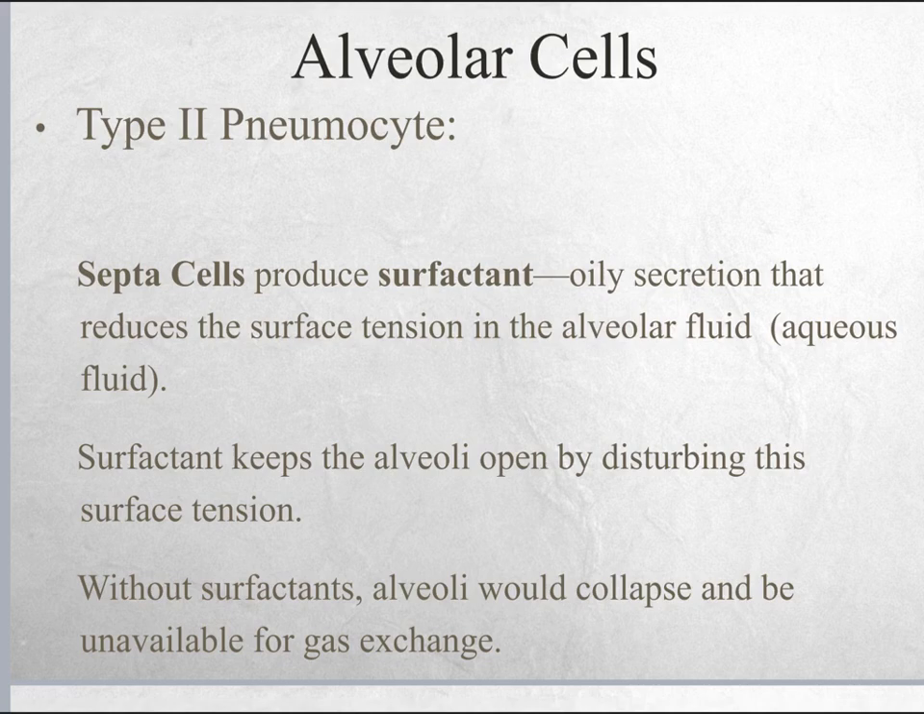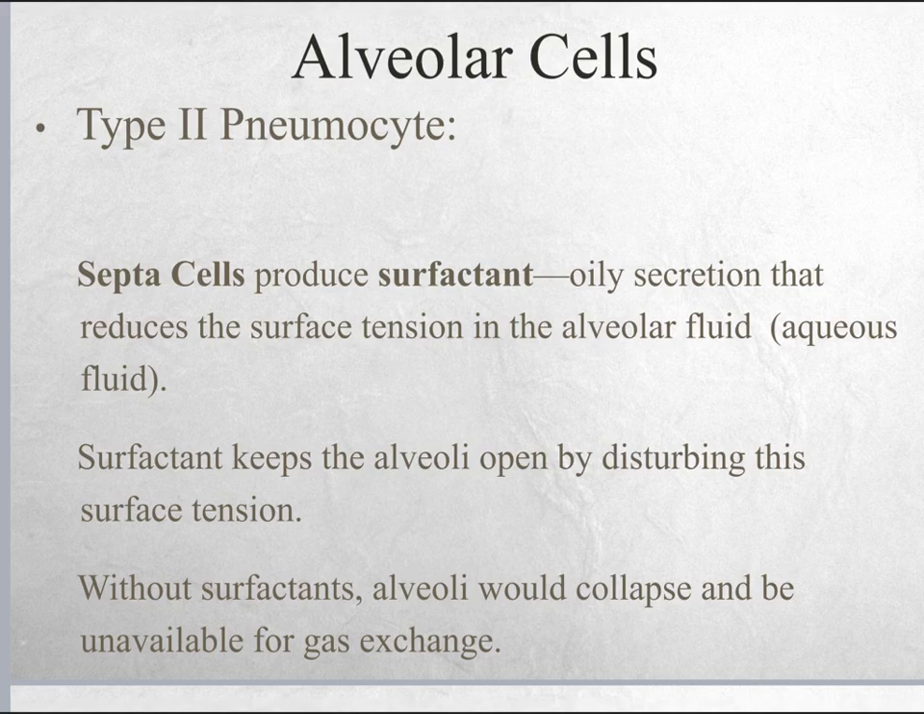The second type of alveolar cell is our type 2 pneumocyte, also known as a septal cell, which has a super important job. It produces a surfactant. A surfactant is a mixture of proteins and lipids, and its job is to reduce the surface tension in that alveoli fluid. Essentially what it's doing is making and maintaining the wetness inside those alveoli.